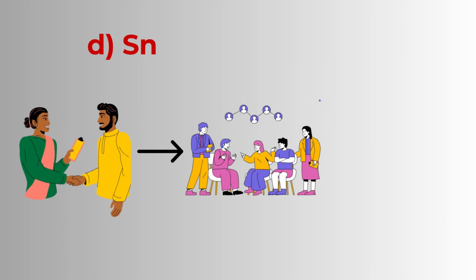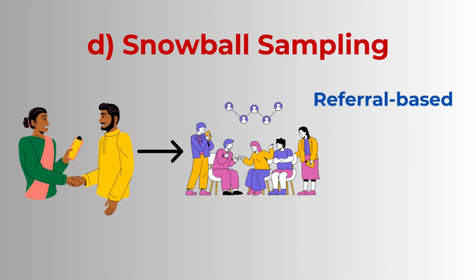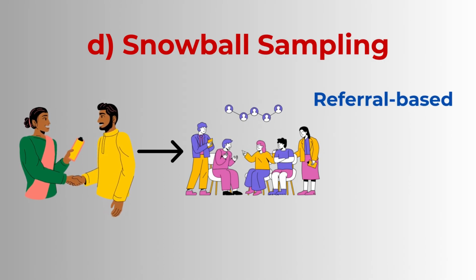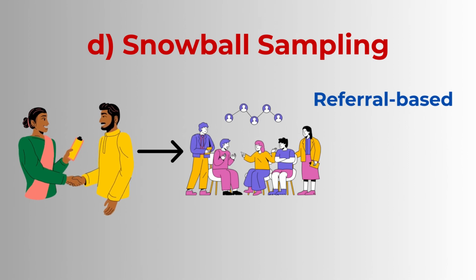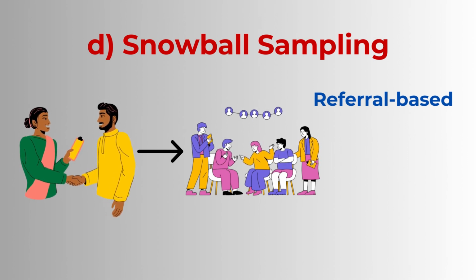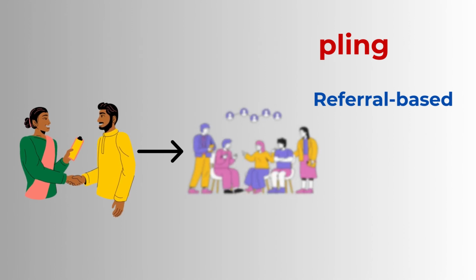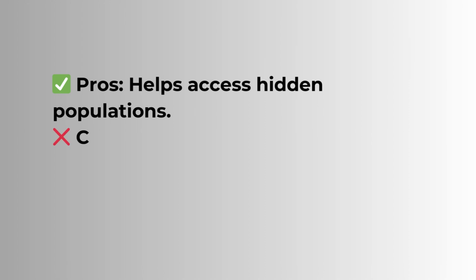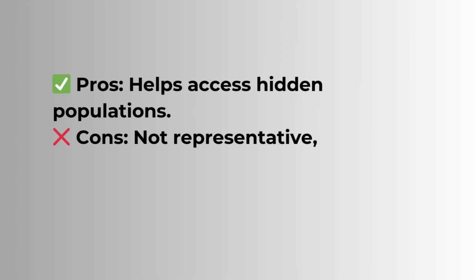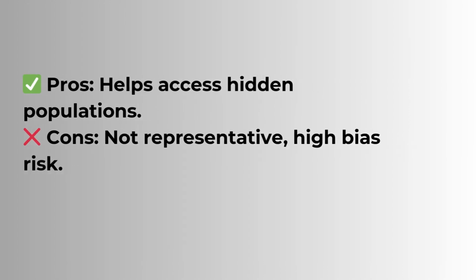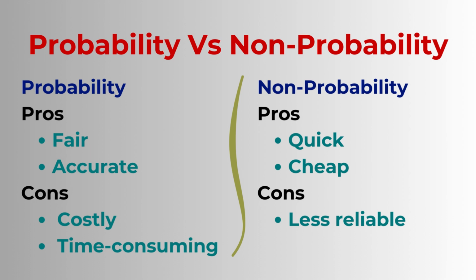The snowball sampling method is used when populations are hard to reach. One participant refers the researcher to another and so on. Example, studying illegal drug users or rare disease patients. Its pros, it helps access hidden populations, and cons, not representative. Also, high bias risk.